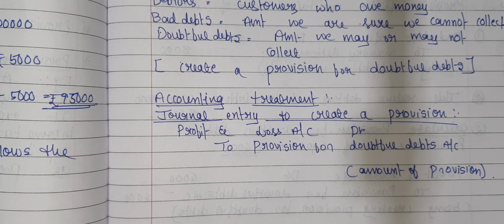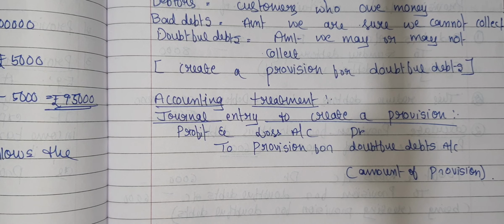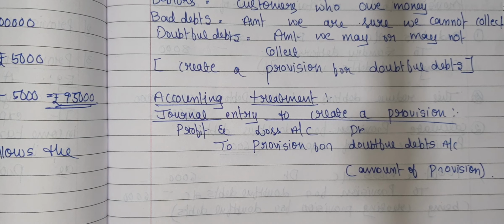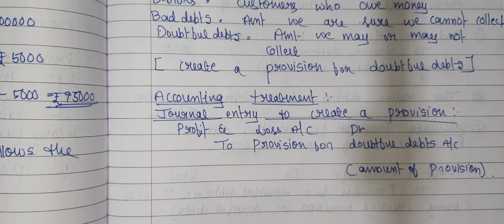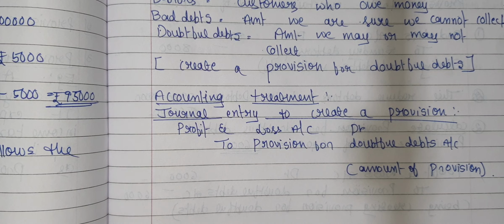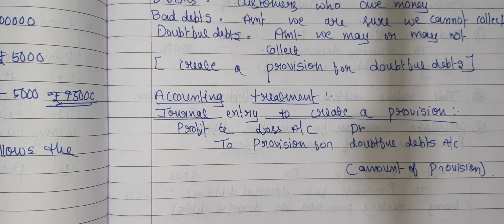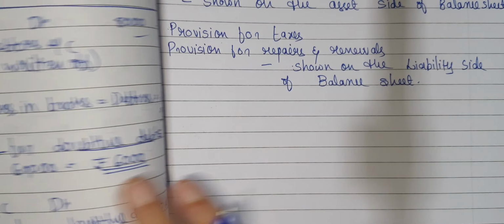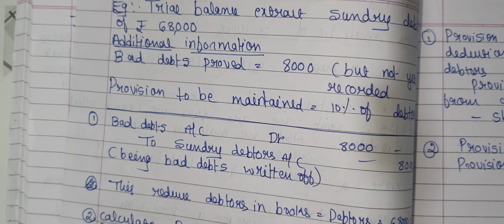So now what is the journal entry to create the provision? Profit and loss account debit to provision for doubtful debts account. Here we need to enter the amount of provision. We debit the profit and loss account, which shows an expense, and credit the provision for doubtful debts, which shows the liability. Clear?